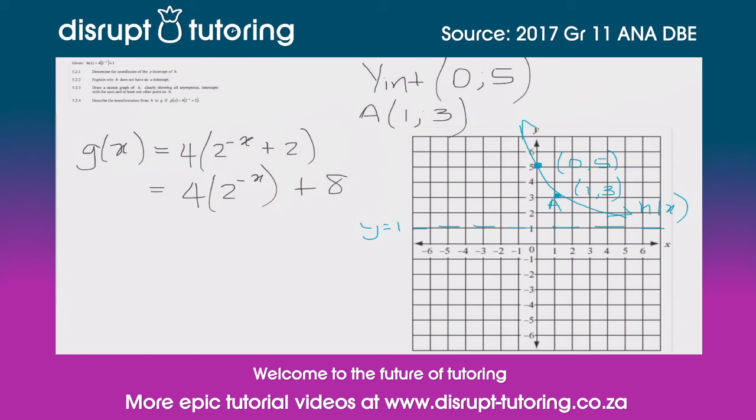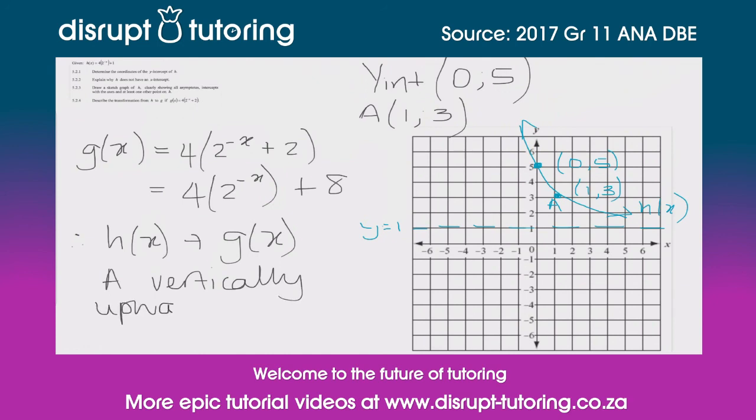What does that mean? It means that this curve that we've drawn, if it was g of x, it would shift upwards by 7 units. So therefore, to move from h of x to g of x, that is a vertically upward shift of 7 units. Okay, so we've gone from moving h of x up by 1, here we're moving it up to 8, so the difference there is 7 units. So that's why it's a vertically upward shift of 7 units.